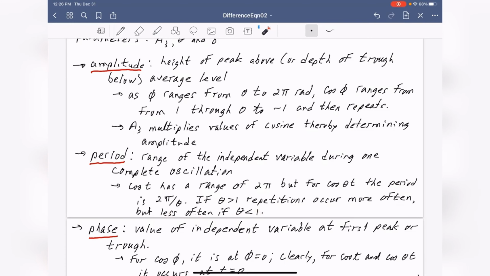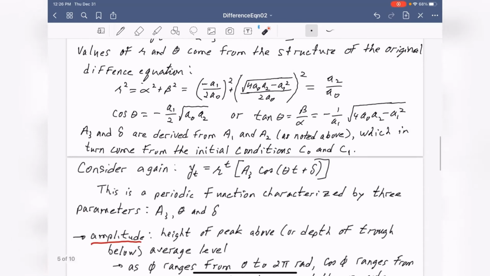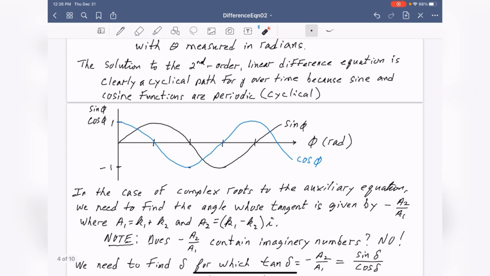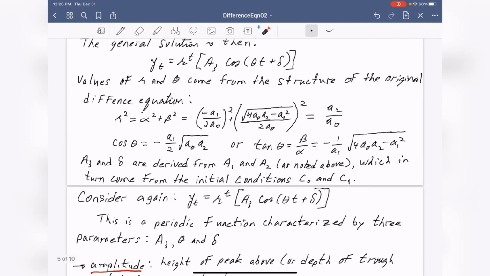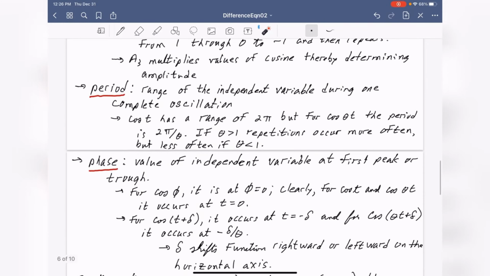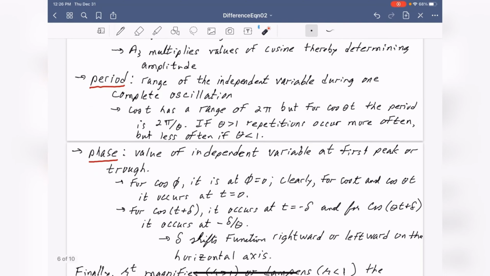So think of it as squeezing the cos function, if we go back to this diagram, so that the oscillations come like this. They're much tighter than they were before, or much less tight, if you like. So that's the period.